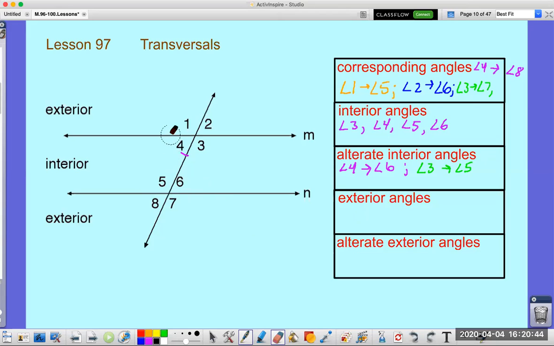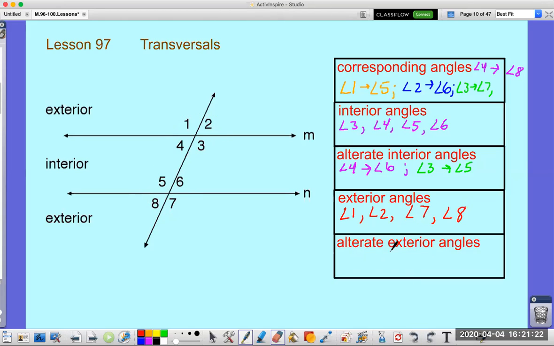What about the exterior angles? Let me just get rid of this. So if you've got exterior angles, you should have all the ones on the outside of the parallel lines. So those would be angle 1, angle 2, angle 3, or sorry, I just kept going. It's not angle 3, it's angle 7 and angle 8. Those are on the exterior. See, they're on the outside of the parallel lines. Interior would be on the inside, exterior is outside of the parallel lines.